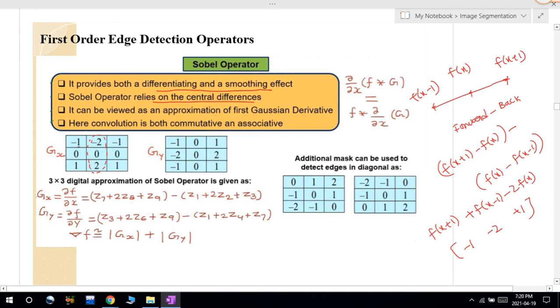We will write minus 1, minus 2, minus 1, and 1, 2, 1. So this is your gx. This is the operator used to find the change in the x direction: minus 1, 0, 1, minus 2, 0, 2, minus 1, 0, 1. And if you want to find the change in the y direction, the operator used is minus 1, minus 2, minus 1, then 0, 0, 0, and 1, 2, 1. I am writing this one for the y direction and the other for the x direction.